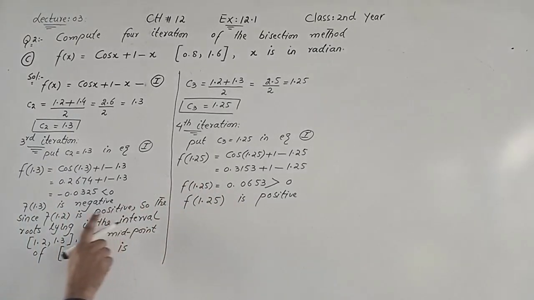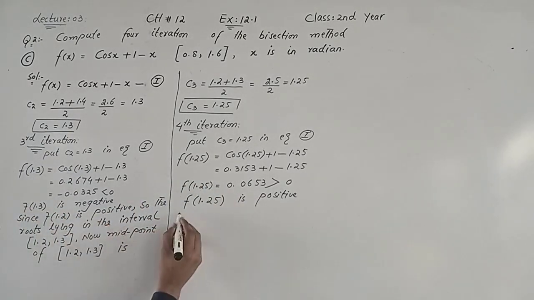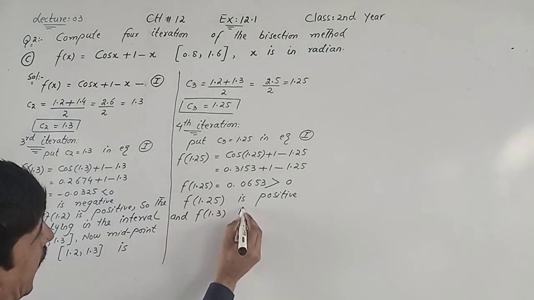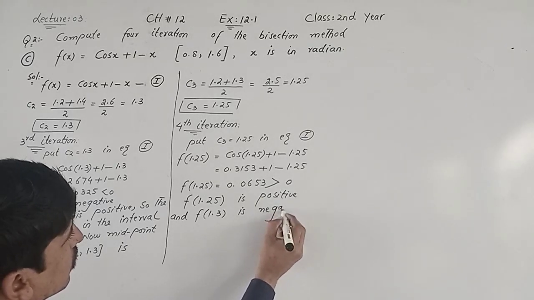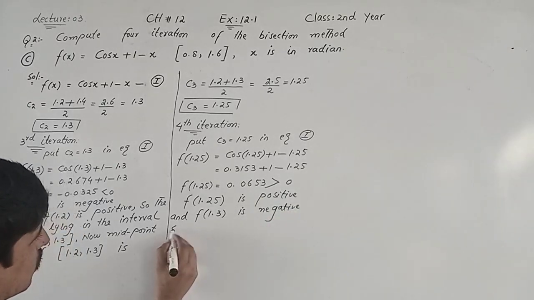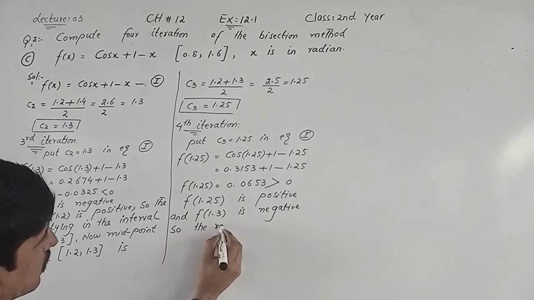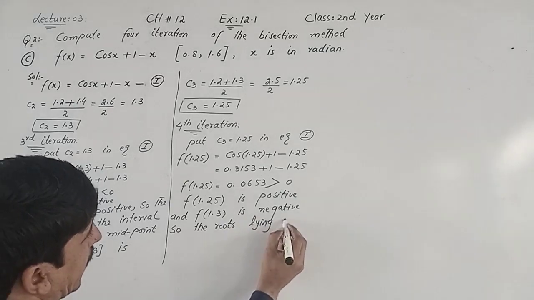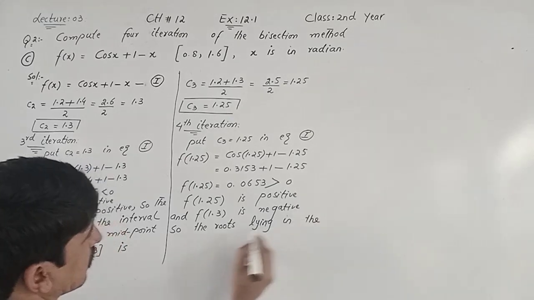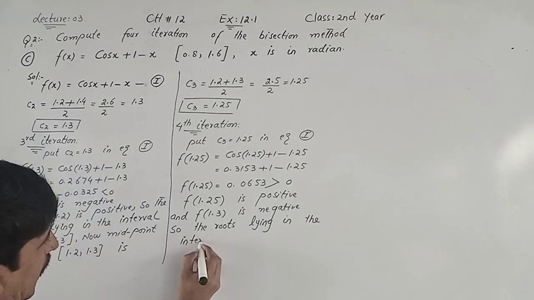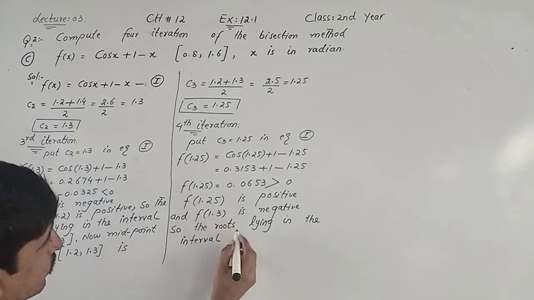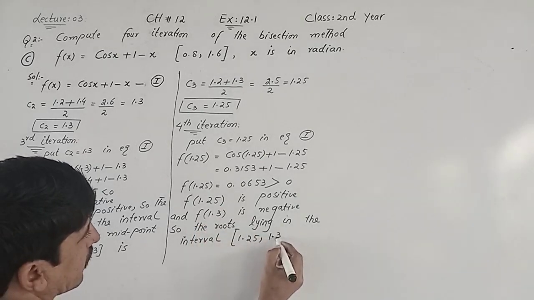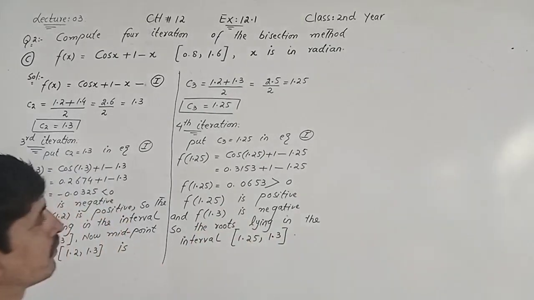negative का negative हमारे पास है f of 1.3 and f of 1.3 is negative, so the roots lie in the interval 1.25, 1.3 बस यहाँ पे खत्म.